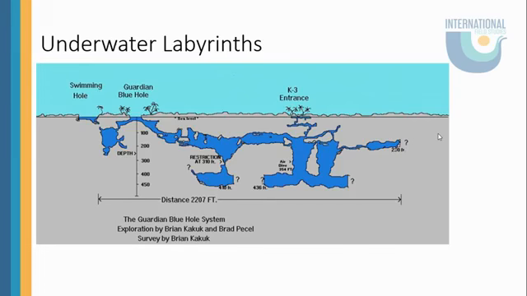Now we have a map of a blue hole system here called Guardian Blue Hole. This is down in the south part of North Andros. Brian Cook and Brad Pacell mapped out this entire cave system as far as they possibly were able to, and as you can see, they went for a distance of 2,207 feet and up to a depth of 450 feet in some places. But if you look really closely, there's question marks all over this map. They got to a point where they just weren't able to go any farther.